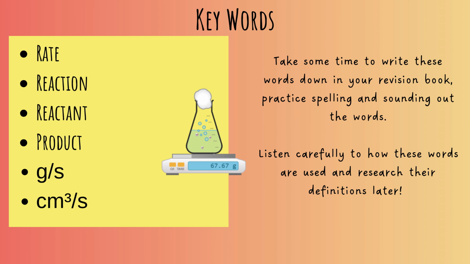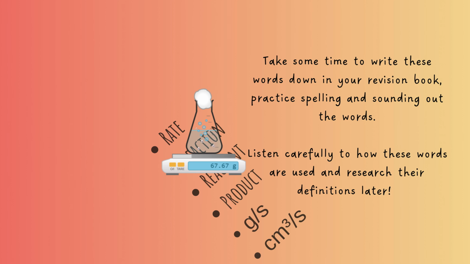Your keywords to remember this time are rate, reaction, reactant, product, grams per second, and centimeters cubed per second. Take a moment to write these down in your revision books. Practice spelling and sounding out the words, and listen carefully to how they're used. You can research their definitions later.